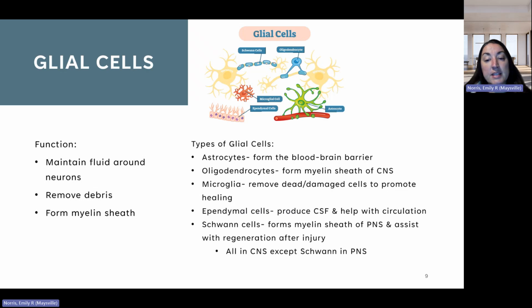The microglia, those remove dead or damaged cells and promote healing. The ependymal, might be saying it wrong, produces this cerebrospinal fluid and helps with circulation. And then the Schwann cells are what create the myelin in the peripheral nervous system. They also help with regeneration after injury. So they release a growth factor that stimulates the axon to regenerate if it's been damaged.